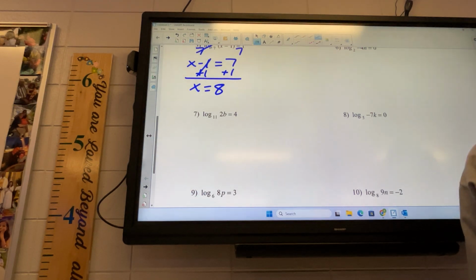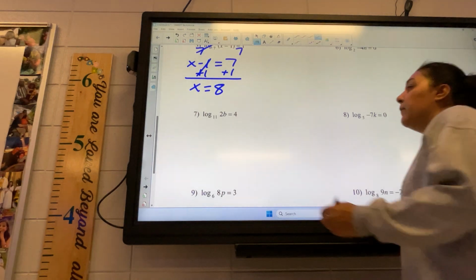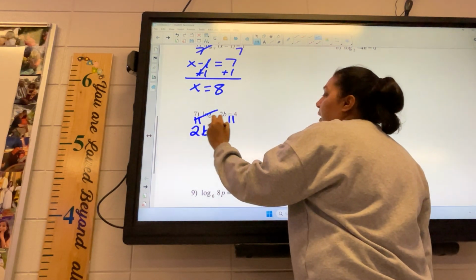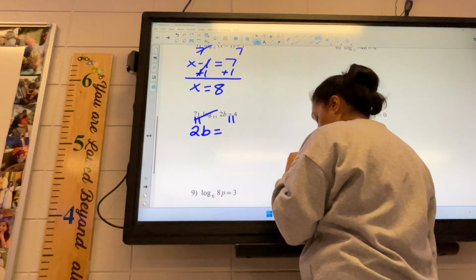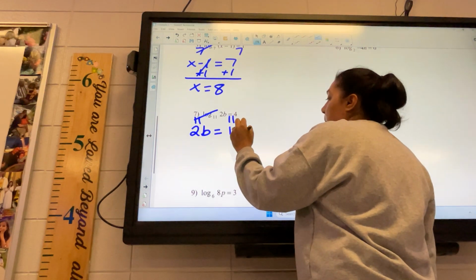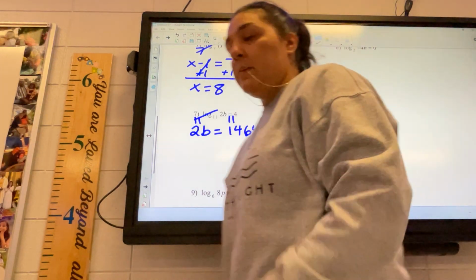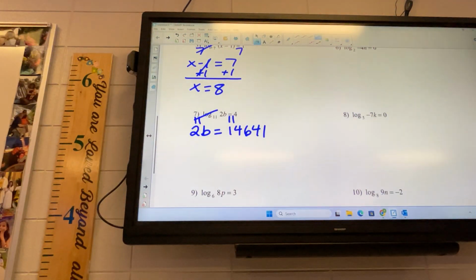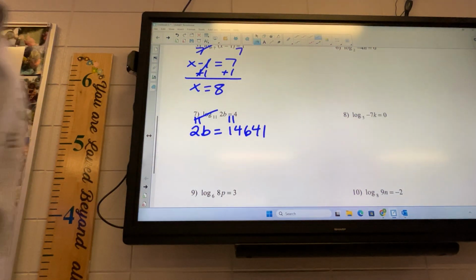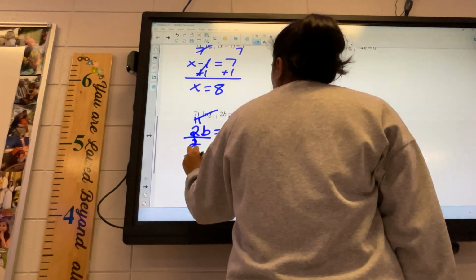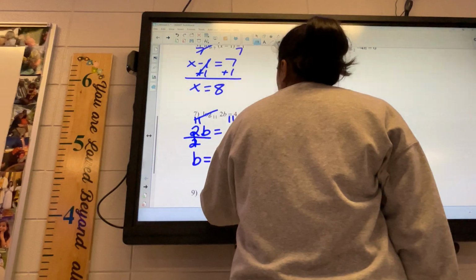Okay, number 7, you're gonna raise both sides to the 11th power. So we've got 2b. What is 11 to the 4th? 14641. Yes. And then what needs done? Divide by 2. So b equals 14641 over 2.